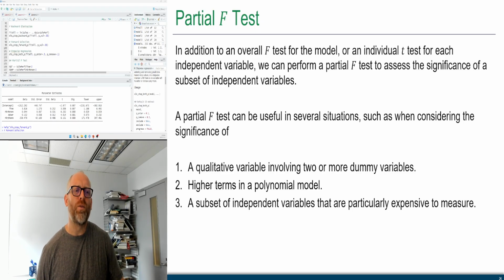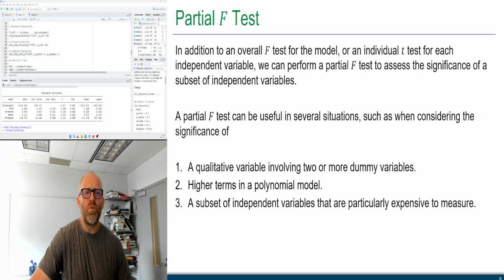In addition to an overall f-test for the model, or an individual t-test for each independent variable, we can perform a partial f-test to assess the significance of a subset of independent variables. So again, if we are looking to include or remove a subset, this is the test that we want to use to be able to do that. So a partial f-test can be useful in several situations, such as when considering the significance of one qualitative variable involving two or more dummy variables.